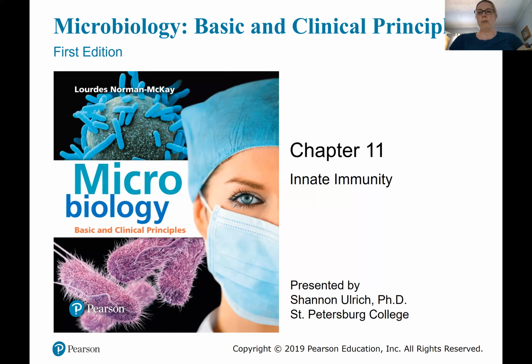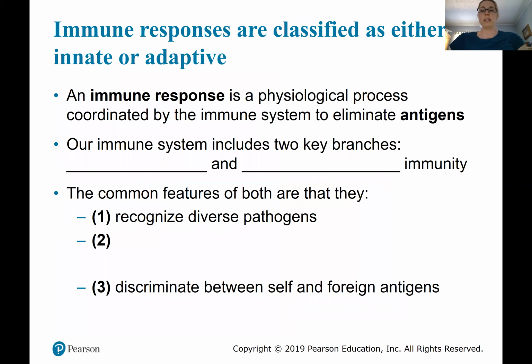Okay, so now we're going to enter into our immunology unit. The next several chapters are going to be dealing with the immune system and how the immune system keeps the body healthy and safe, and then what happens when the immune system goes a little rogue or gets a little too sensitive. And so there'll be a chapter about that as well. But we're going to start out with chapter 11, which deals with the innate immunity.